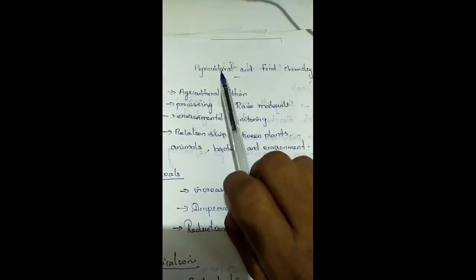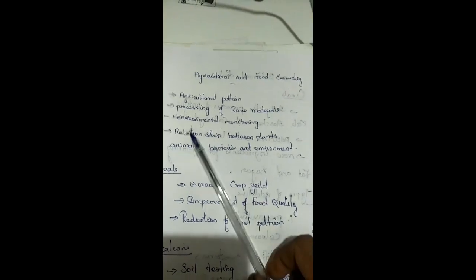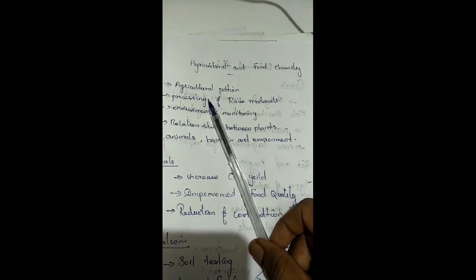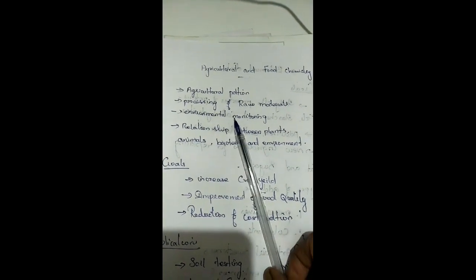Good morning students. Today we are going to see about agricultural and food chemistry. First, we can see what is agricultural chemistry. Agricultural chemistry deals with agricultural production, how to process the raw materials for the production of agricultural products, and monitoring the environment.